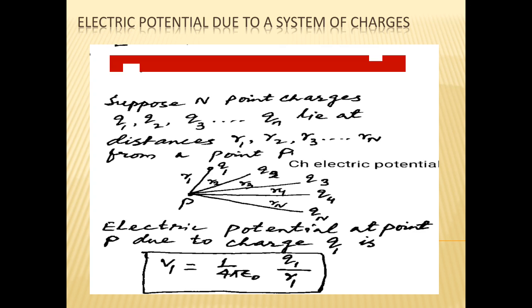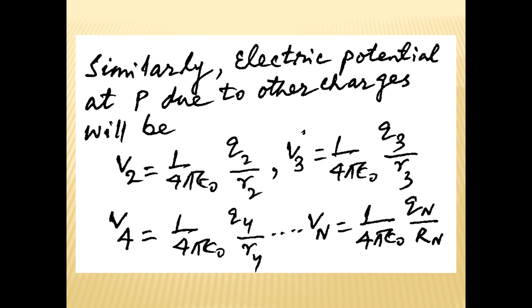First of all, you should know the electric potential at point P due to a charge q1 is given by V1 equal to 1 by 4 pi epsilon naught q1 by r1. Similarly, we can write V2, V3, V4 and Vn.